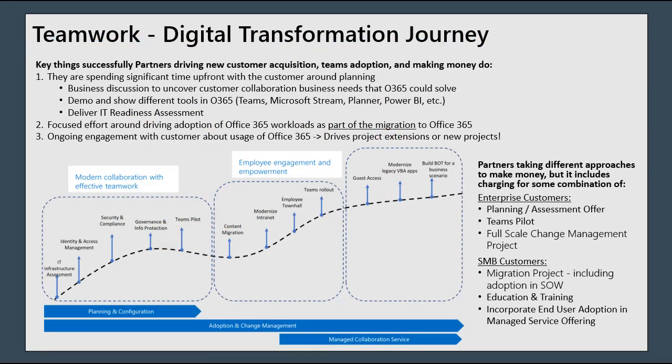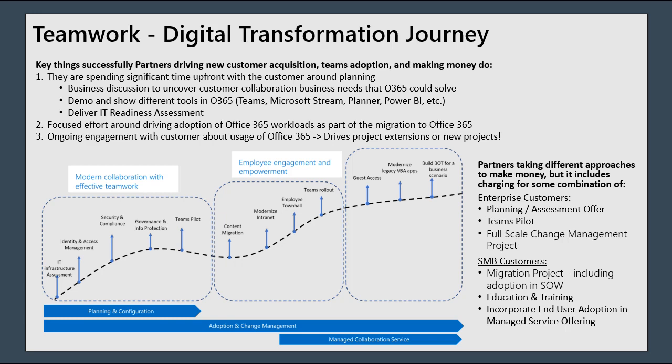This slide just covers an example of a digital transformation journey you might have with a customer. So obviously there's the whole focus on planning and configuration, helping them look at modern collaboration and the effects that it has on teamwork and collaboration. And so you'll go through your standard IT infrastructure assessment, making sure their networks are up and operational, they've got quality of service, that they're on internet connections that are close or have a limited number of hops to the Microsoft Global Network.